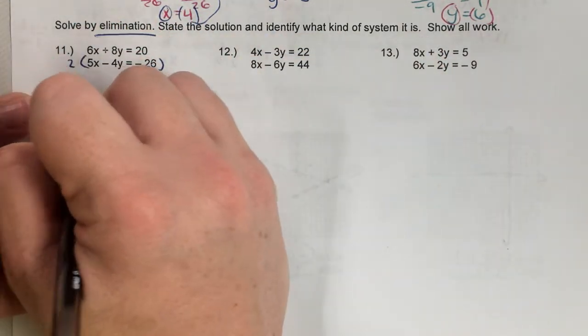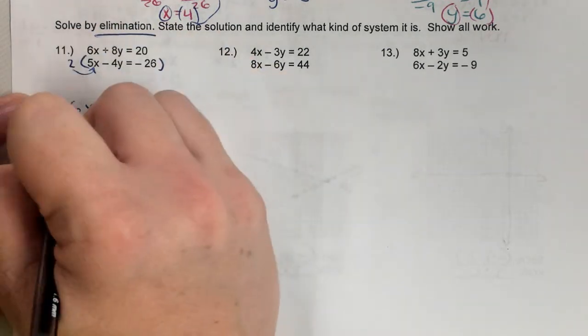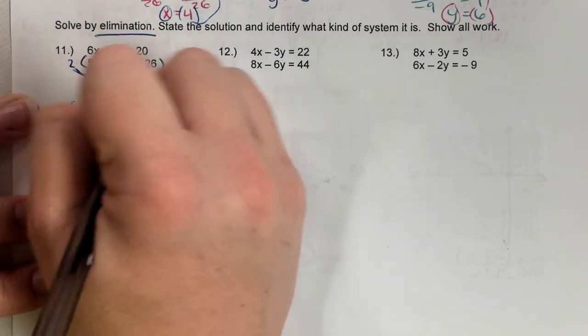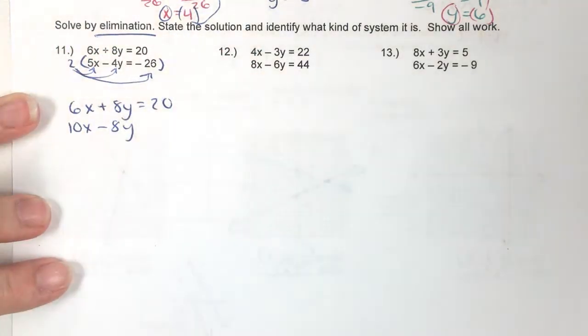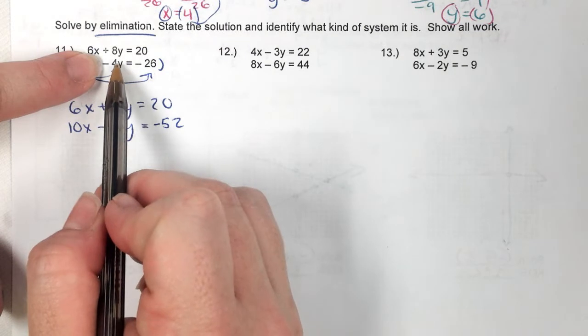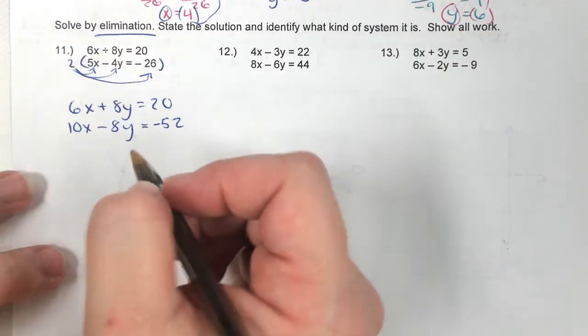I'm going to rewrite the first equation. And then I have 10x minus 8y equals negative 52. I wanted this negative 4y to turn into a negative 8y, so they eliminate. Remember that? So that's why I got 2.